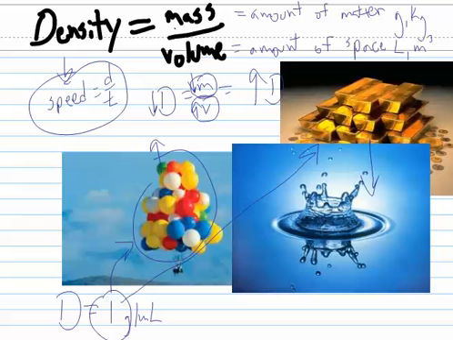So there you go. Density is a ratio of mass to volume, amount of matter or stuff per how much space.